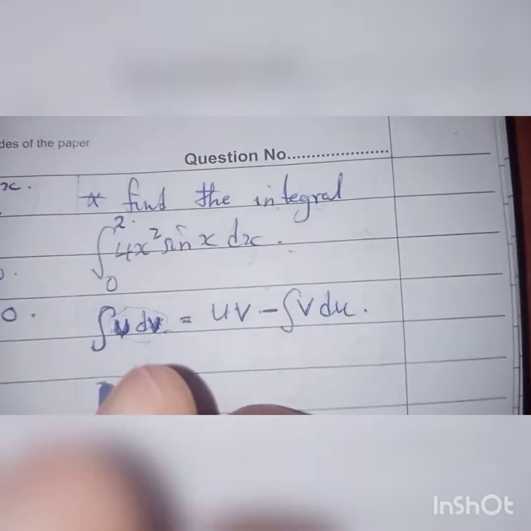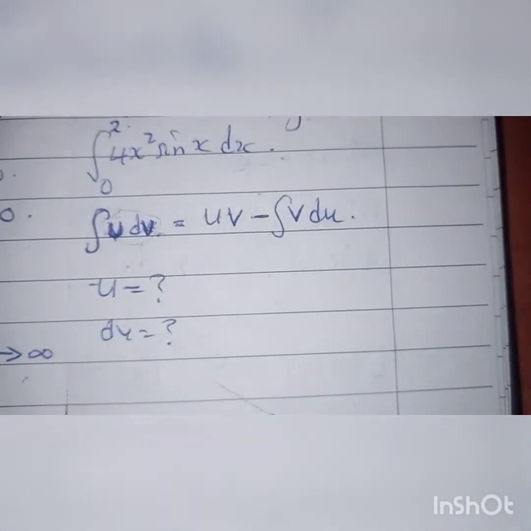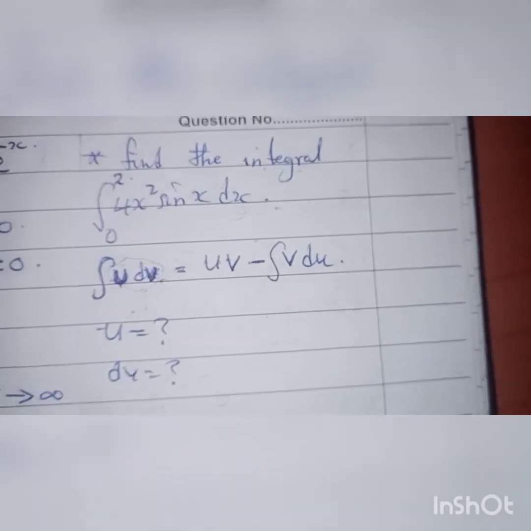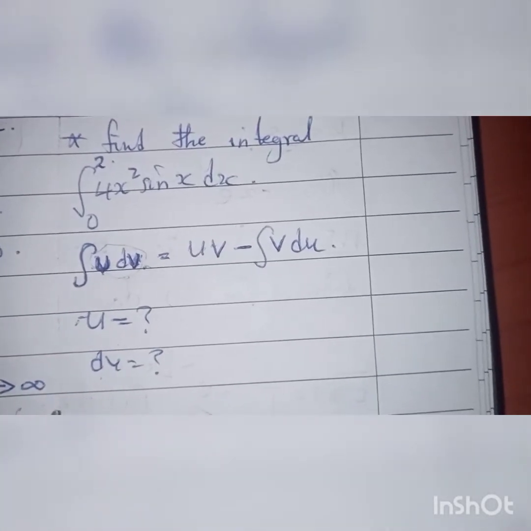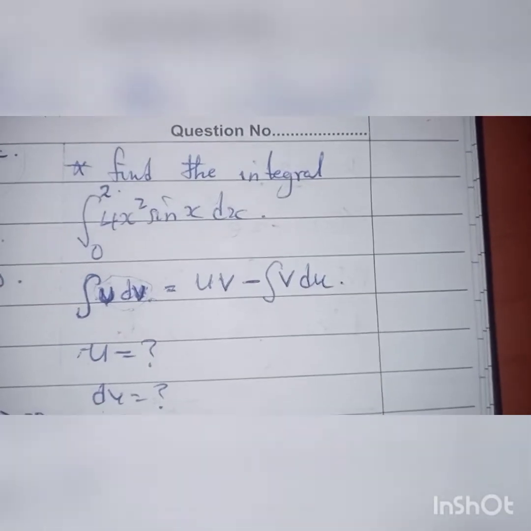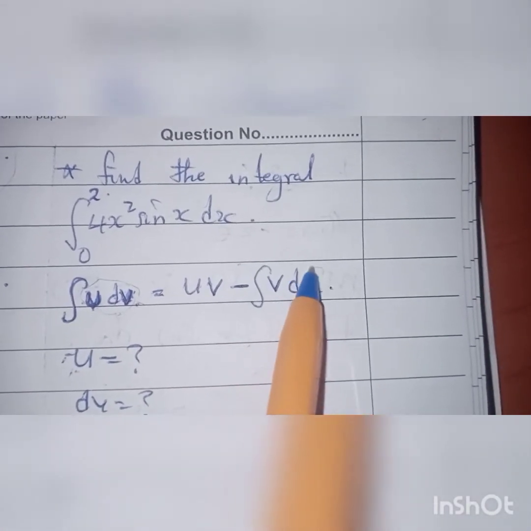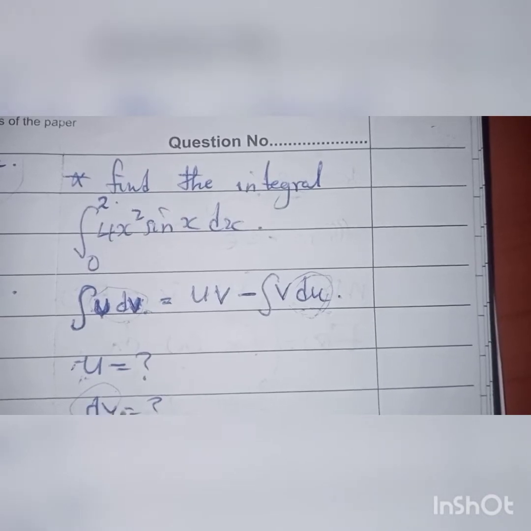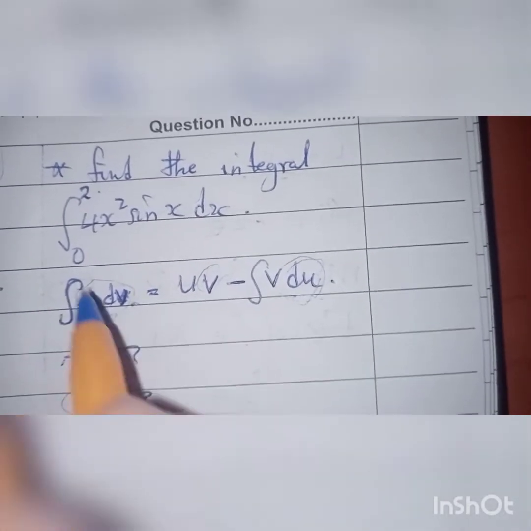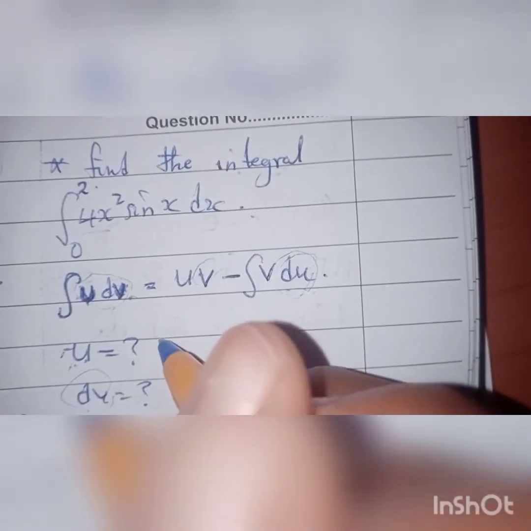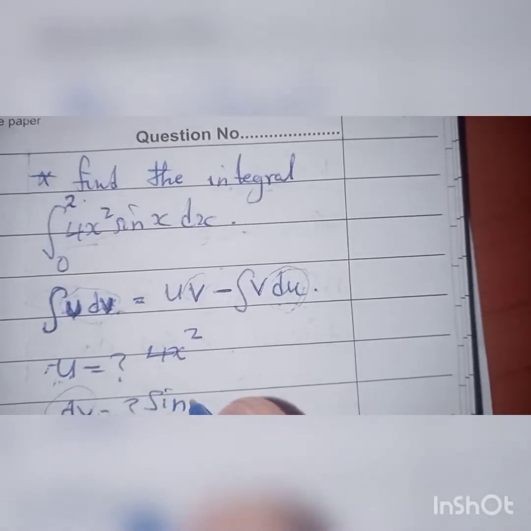So you have to set u to be something and dv to be something. When you understand that, it becomes interesting. So what do we set as u and what do we set as dv? You set as u what you are going to differentiate, because we need du, and for dv we have to integrate because we need v. Since we need to differentiate 4x squared, just write let u be 4x squared, and hence dv is sin x.